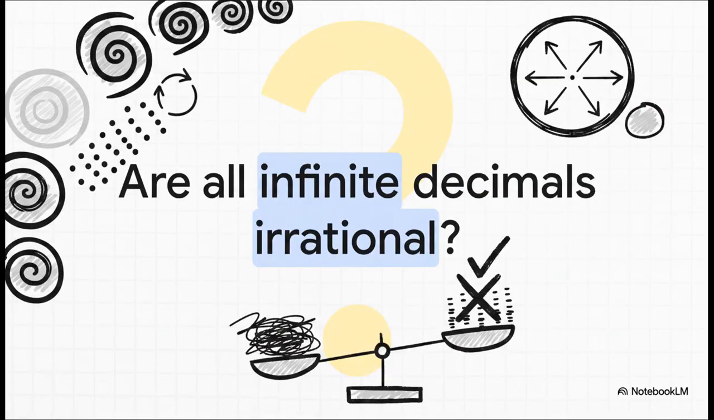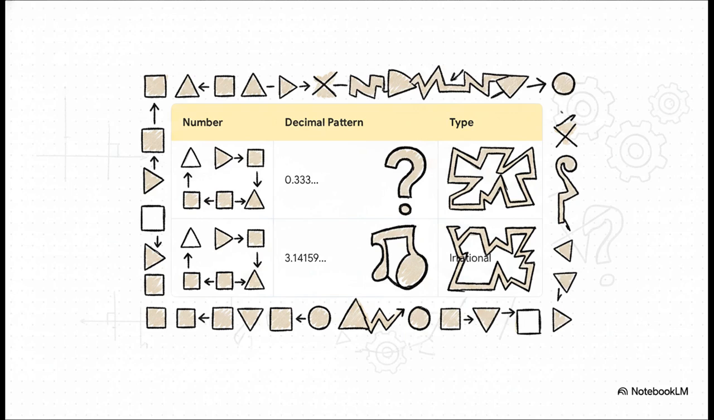Okay, so this brings us to a really common point of confusion. If a number's decimal goes on forever and ever, doesn't that just automatically make it irrational? The answer, which might surprise you, is actually no. You see, the crucial difference is the pattern. Take 0.333 repeating forever. Sure, it's infinite, but that super clear repeating pattern means it's a rational number. It's just 1 divided by 3. An irrational number like pi, though, has infinite decimals with 0 pattern. That beautiful randomness is the whole key.